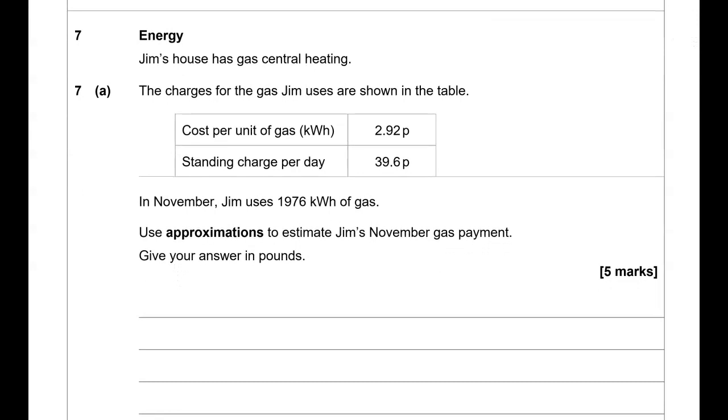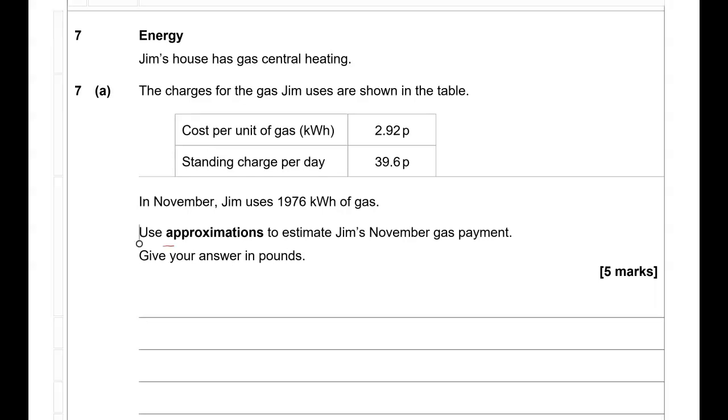Energy. Jim's house has gas central heating. The charges for the gas Jim uses are shown in the table. Cost per unit of gas, kilowatt hour, 2.92 pence. Standing charge per day, 39.6 pence. In November, Jim uses 1,976 kilowatt hours of gas. Use approximations to estimate Jim's November gas payment. Give your answer in pounds.